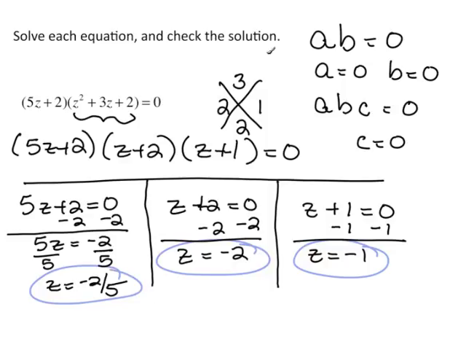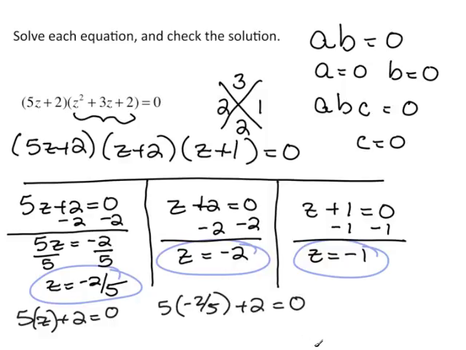It asks us to check the solution, so when we're checking the solution, we have to plug in the negative 2/5 for all the z's and see if it equals 0. So let's do that with the first factor. I'm going to take 5z plus 2 equal to 0, and I'm going to substitute this z with negative 2/5. So 5 times negative 2/5 plus 2 is equal to 0.